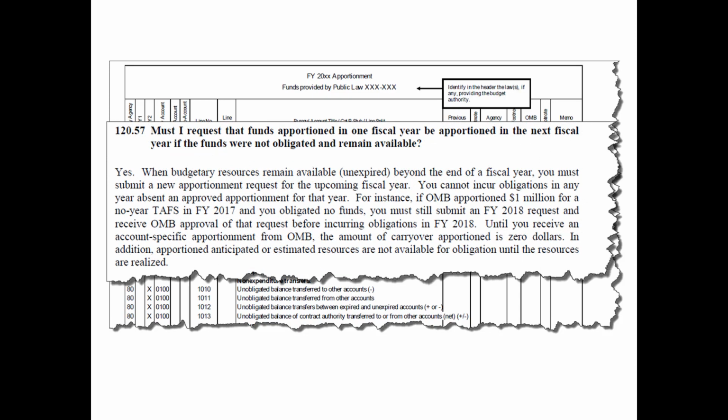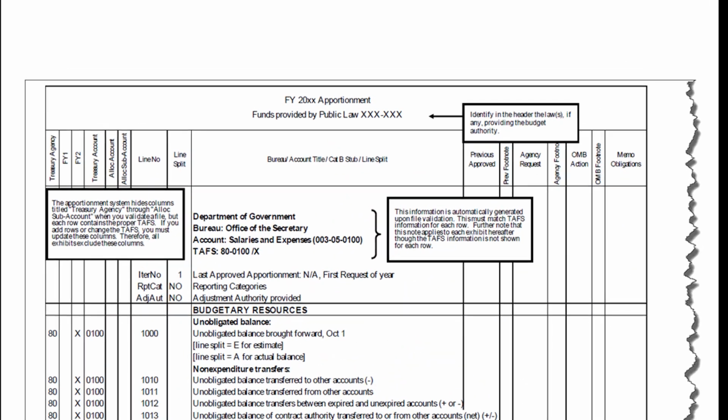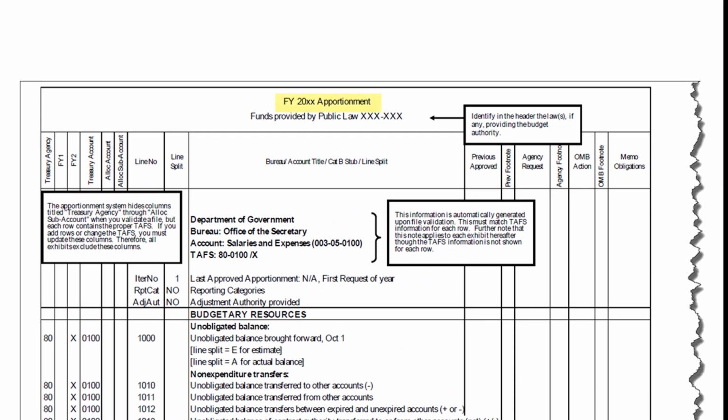Recall from Module 1 that Section 120.57 in Circular A-11 says that you cannot incur obligations in any year absent an approved apportionment for that year. So note, the first thing you see in the header of the SF-132 is the fiscal year the apportionment is for. Whether the account is receiving new funding or carryover from a prior year, you must always have a current year apportionment to obligate funds in the current year.